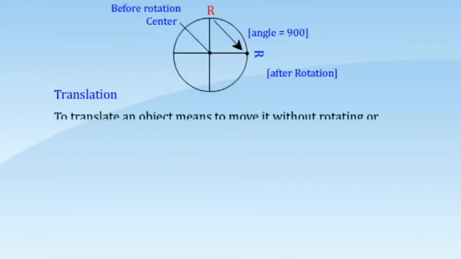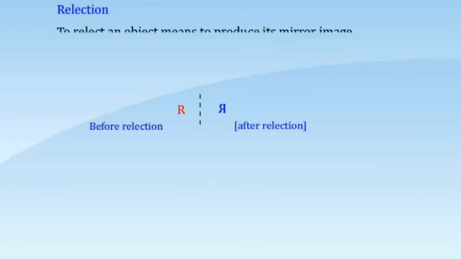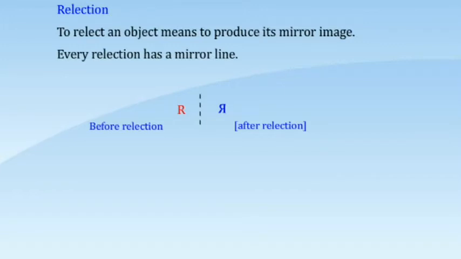Translation. To translate an object means to move it without rotating or reflecting it. Every translation has a direction and a distance. Reflection. To reflect an object means to reproduce its mirror image. Every reflection has a mirror line. A reflection of an R is a backwards R.